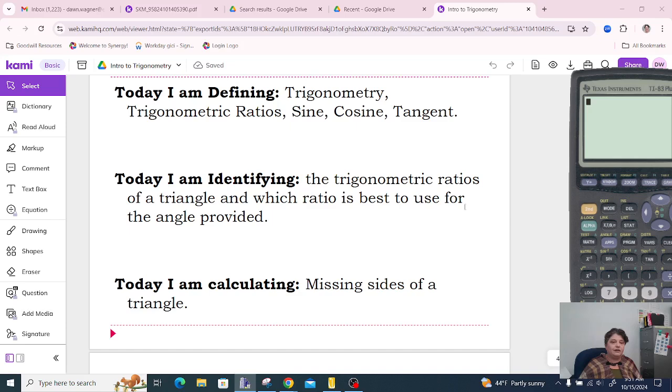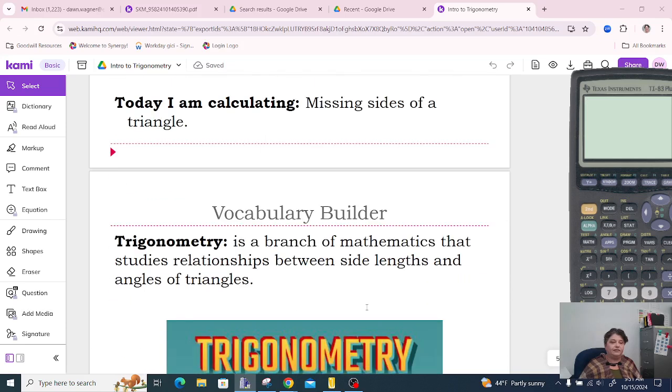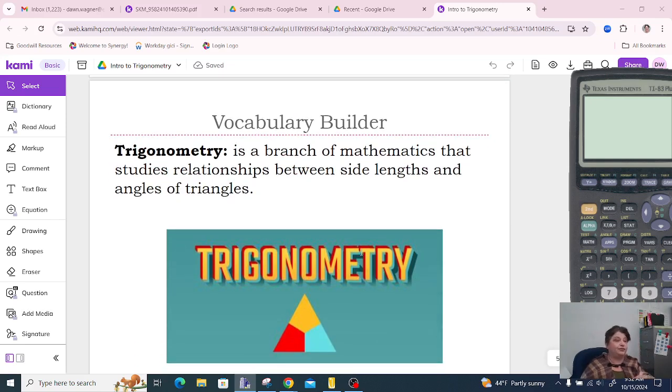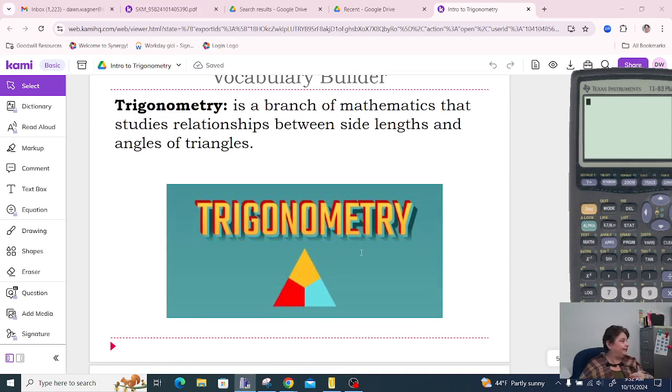I could have sworn that I updated that and put angles too. I think this one is it. Trigonometry is a branch of mathematics that studies relationships between side lengths and angles of triangles. It's a whole branch. You can take full trigonometry classes. This is just one lesson of trigonometry, okay?